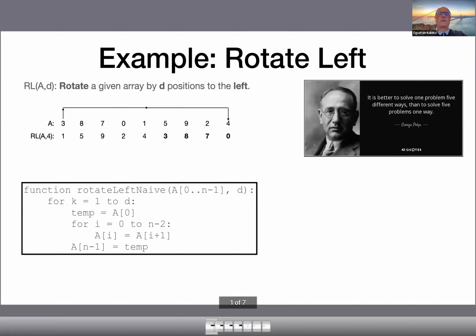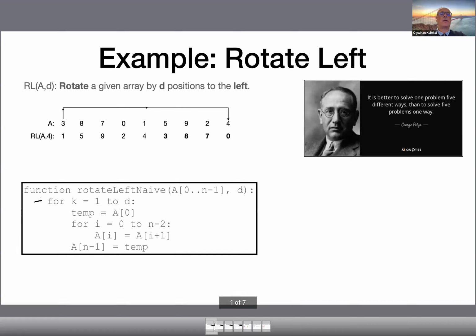So this is the most basic solution. Once I have an array and I would like to rotate it to the left by D positions, what I can do is rotate it to the left by 1 position and repeat it D times. In other words, if I would like to rotate this array to the left by 4 positions, I will rotate it to the left by 1, have the result, and then rotate the resultant array to the left by 1 again, and I will repeat this 4 times. And this is the function I will have. So let's see what it says first.